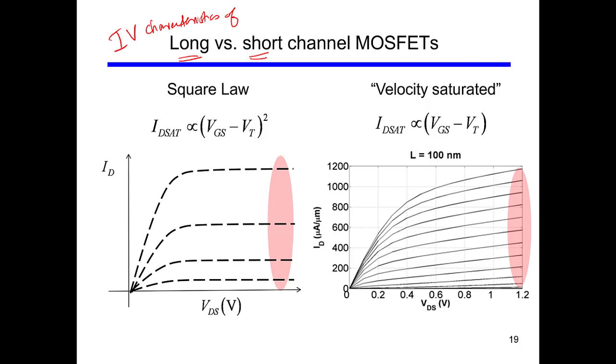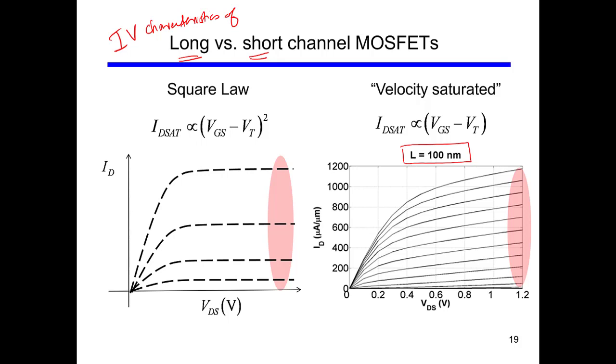Those are the transistors that were built in the initial days. But the modern transistors, which are 100 nanometer and below, are termed short channel transistors.